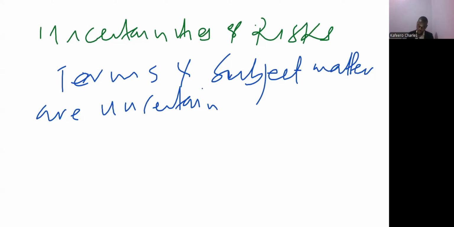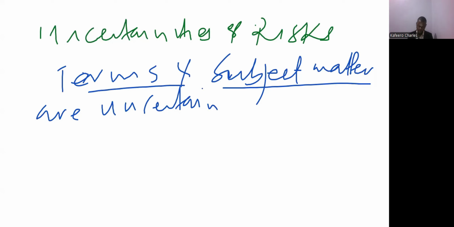So when the terms of the contract and also the subject matter, there's something that you are putting your money against, is not sure. You are going to borrow money, but you are not sure whether you are going to make a profit or you are going to make a loss. The subject matter is not clear. So if it is uncertain and it has excessive risks, then this is also going to be prohibited.